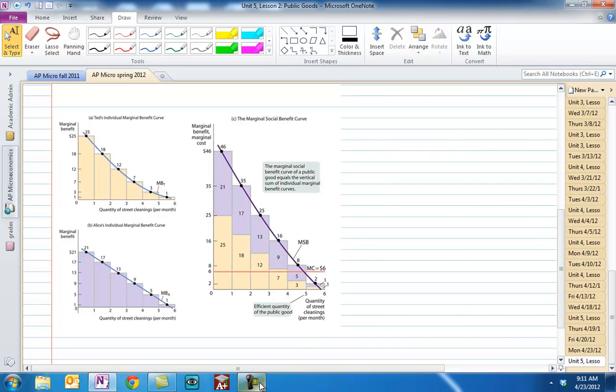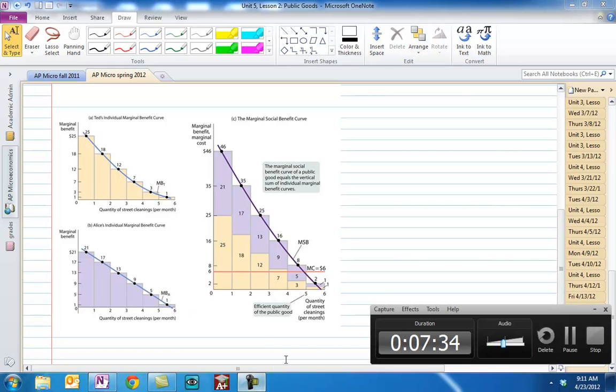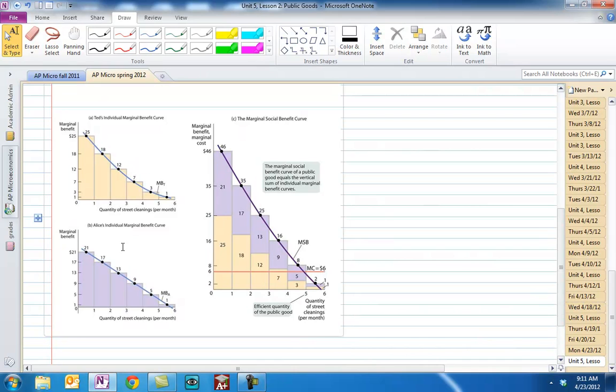Okay, so what we have on this next slide is graphs of the benefits and costs for street cleanings. Street cleanings, another public good, non-excludable and non-rival, something that everybody clearly benefits from, but kind of like public sidewalks. You wouldn't pay for the entire street to be cleaned, it would be cost prohibitive. But everybody gets some benefit out of it.